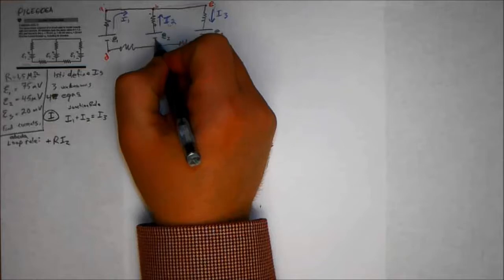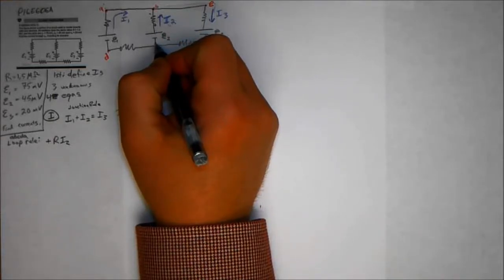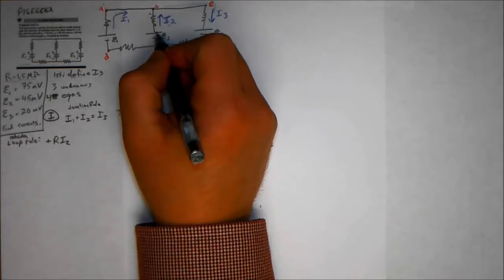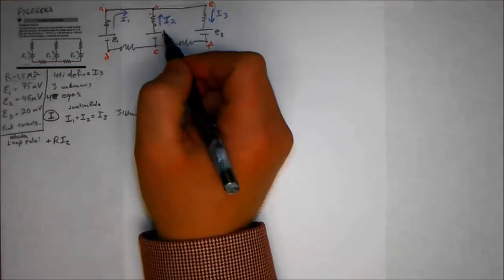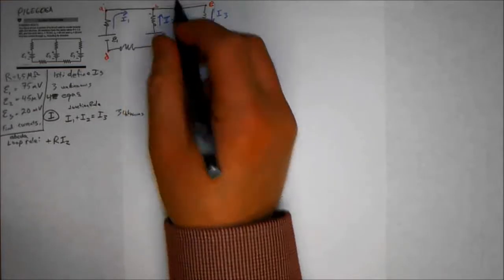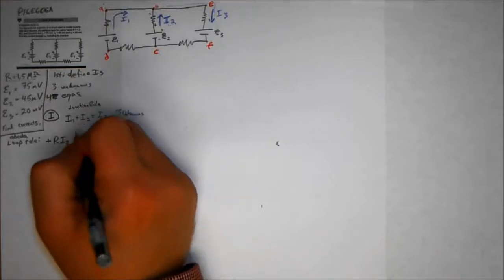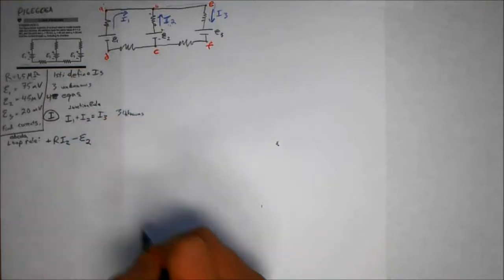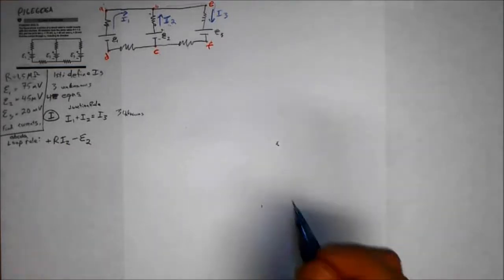Now as we go across this battery, we're going to subtract, not because we're going in the opposite direction of the current, but because we're going from the plus side to the minus side of the battery. So it's minus E2. So we're going the opposite direction across the battery. That means we're going to a lower point of potential.